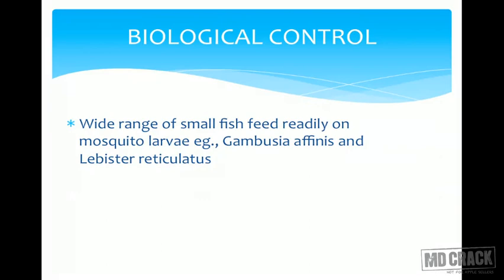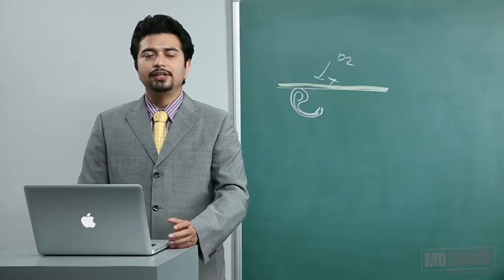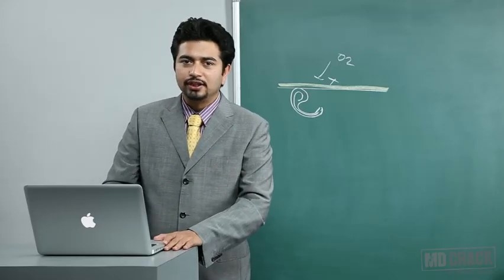Coming to the biological control. As I told you, if I have an enemy, I find the enemy of my enemy and he becomes my friend. So the enemy of my enemy is my friend. That is biological control. A wide range of small fish feed readily on mosquito larvae. They feast on these larvae, and one such fish is Gambusia affinis. There is Lebister reticulatus, and there are a couple of other fish. Locally, Gambusia affinis is known as Guppy Masse.